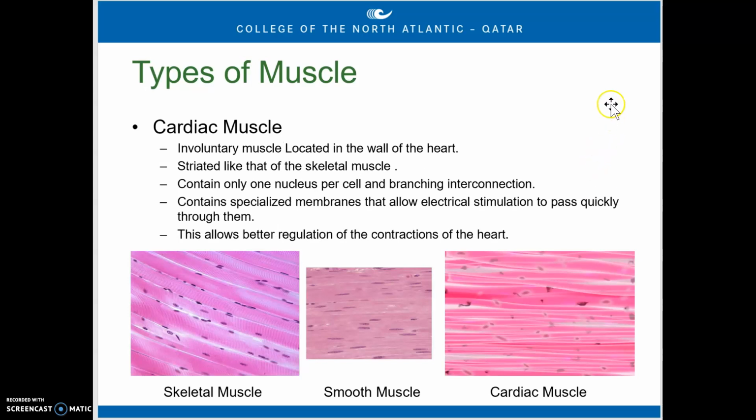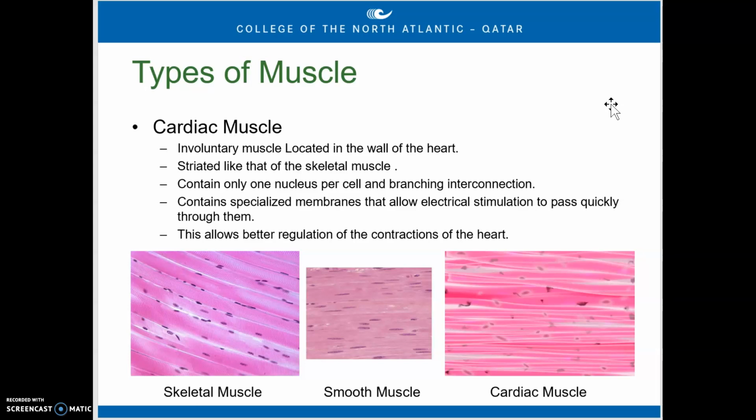And then the third muscle type that we talked about is the cardiac muscle. Again, this is involuntary muscle. We can't control it, and it's found in the walls of the heart. Okay, it is striated, like we'll see in the skeletal muscle. It contains only one nucleus per cell, and these muscle fibers, these cells, can actually branch, which forms a little bit more increased connection.